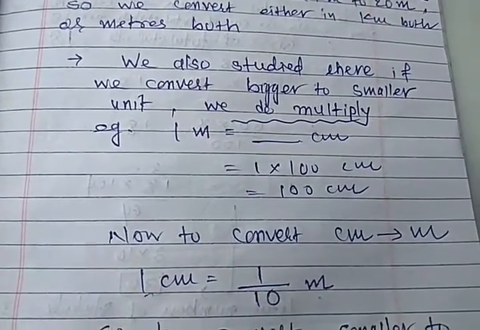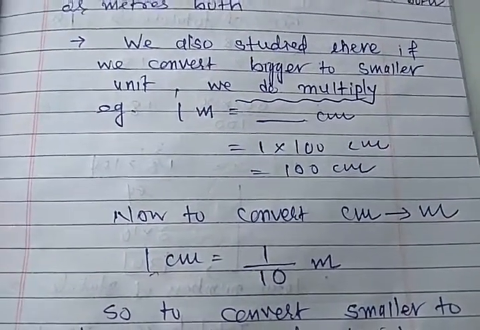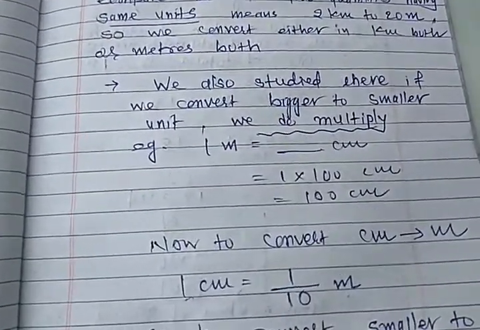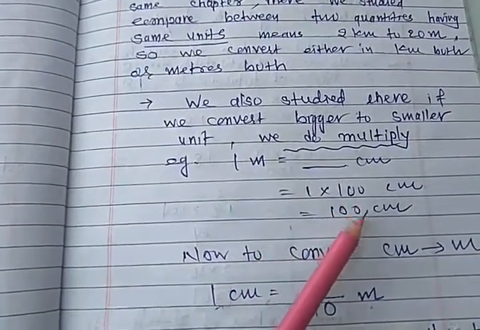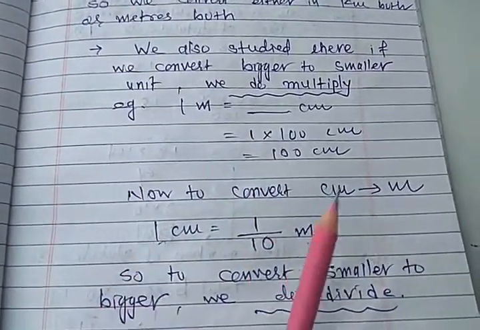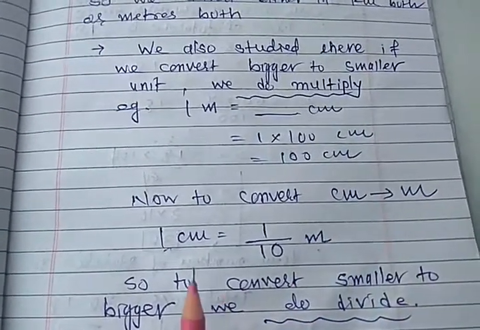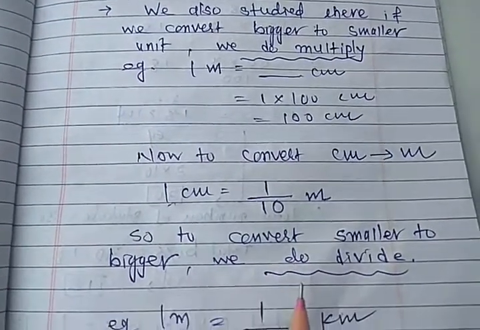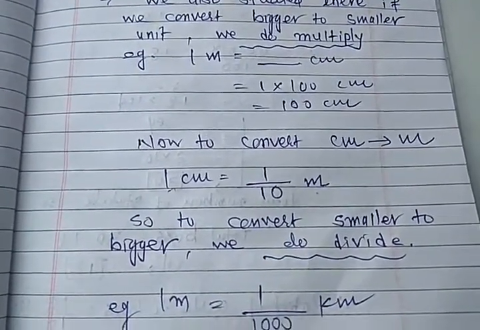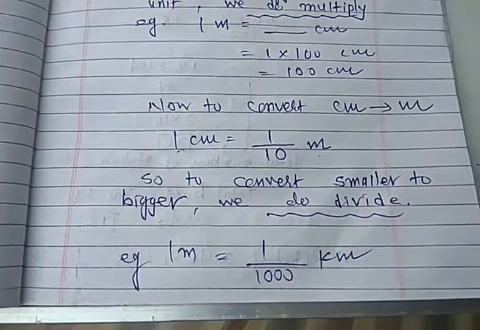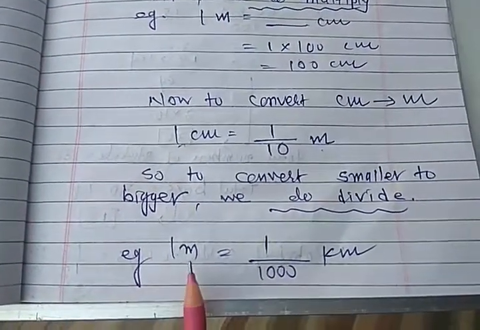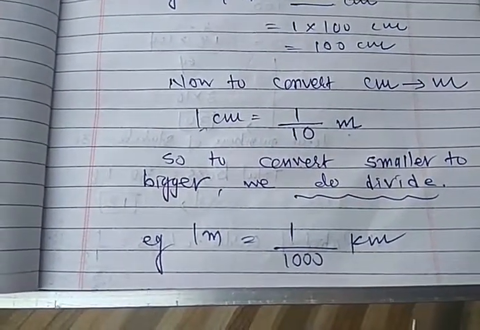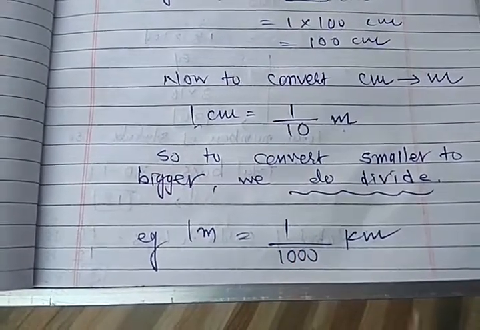Means 1 meter is equal to how many centimeter? 100 centimeters, right? So here we write 1 into 100. When we convert centimeter into meter, 1 centimeter is equal to 1 upon 100 meter, means we have to divide. So when we convert smaller to bigger, we divide. This is the general concept. Similarly, if we convert meter to kilometer, means smaller to bigger, 1 kilometer is equal to 1000 meter, so 1 meter is equal to 1 upon 1000 kilometer.